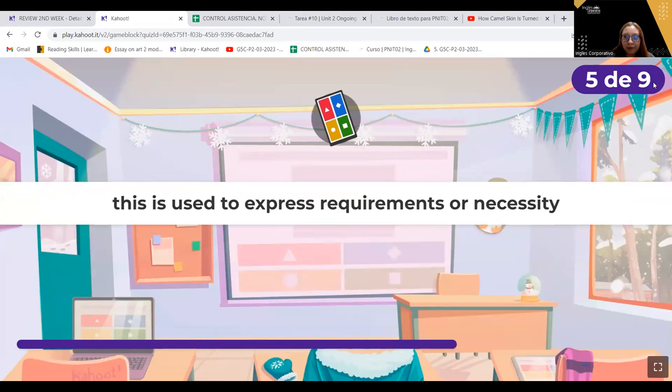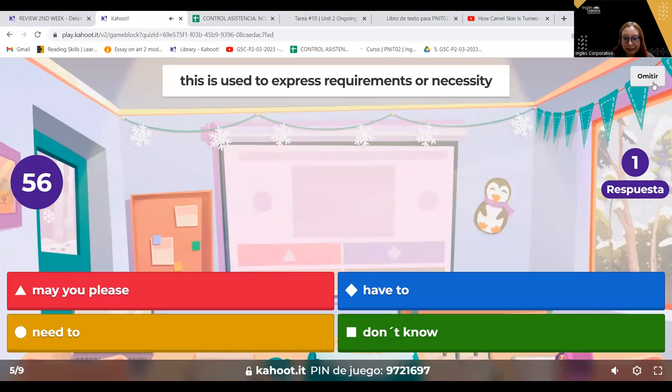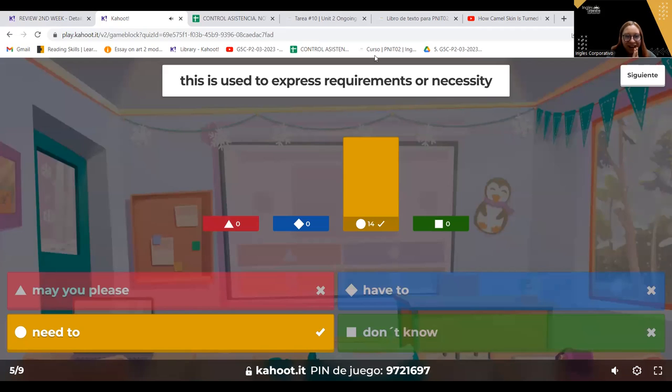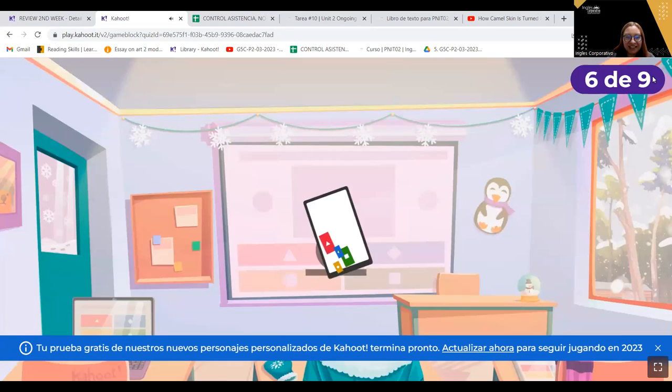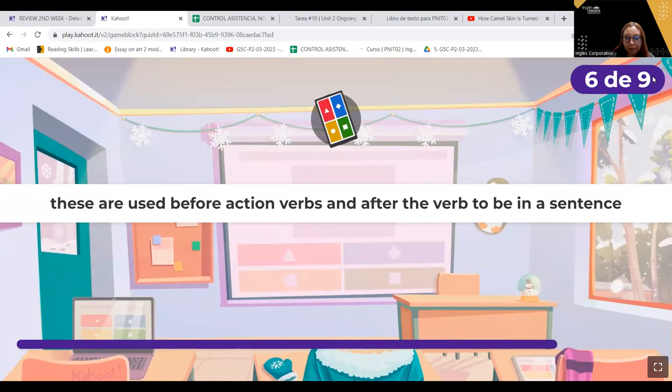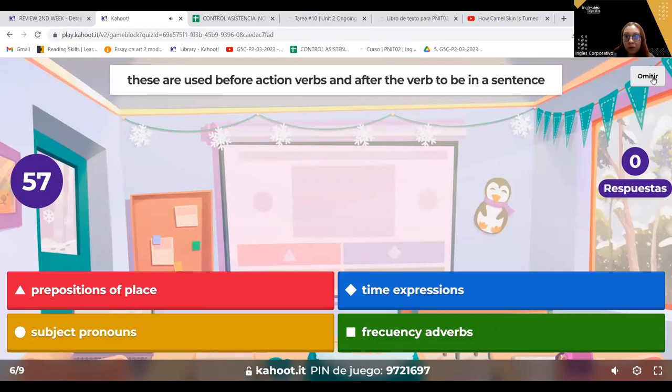Next. This is used to express requirements or necessity. Falta una respuesta, veamos. Yeah, todos lo agarramos bien. Perfect, perfect, perfect. Okay. Good, Nancy, leading. Next. These are used before action verbs and after the verb to be in a sentence.